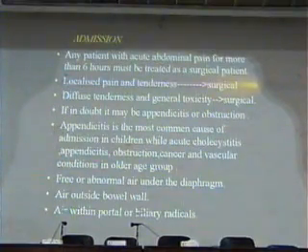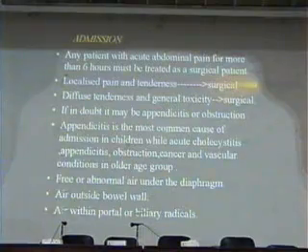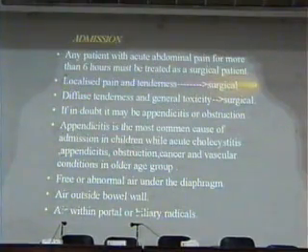Now if we diagnose the patient as a surgical case, we have to admit the patient. What is the criteria for admission? Any patient with acute abdominal pain for more than 6 hours not responding to medical treatment must be admitted.